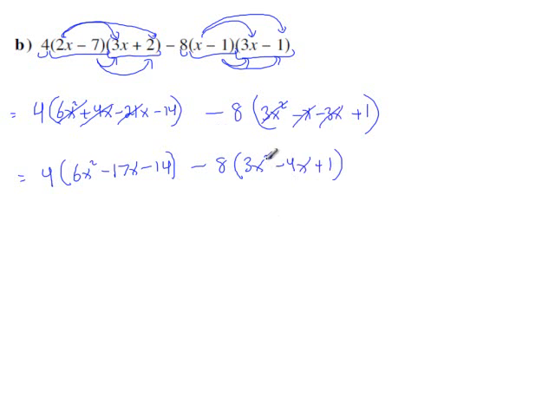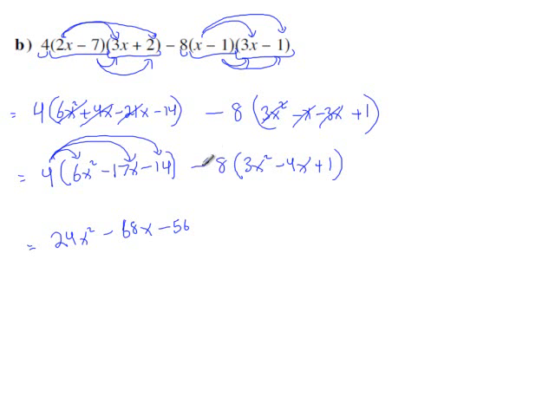Okay. Now I've got two more sets of multiplications still to do, so I'll do that. So this 4 needs to be multiplied by everything inside that bracket. So 4 times 6x squared, I get 24x squared. 4 times negative 17x is negative 68x. And 4 times negative 14 is negative 56.